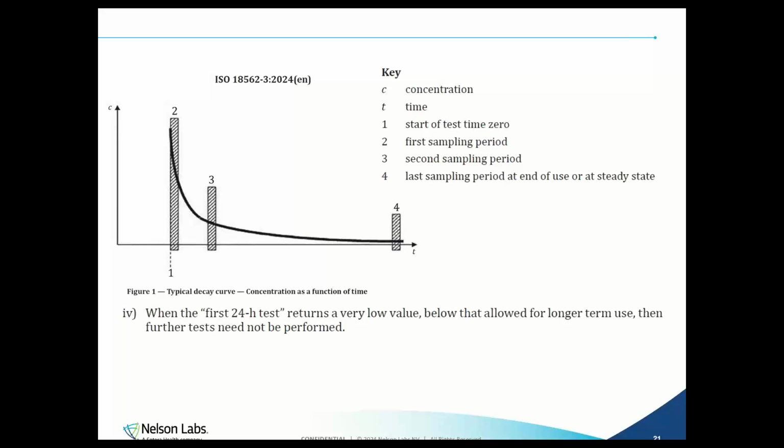Another change that has been made is the addition of certain verbiage which helps determine the amount of time testing may need to be performed for the device. In this standard, and as seen in previous standards, they give us this nice decay curve, figure 1 in ISO 18562-3. This is the decay curve of emission of volatile organic substances.